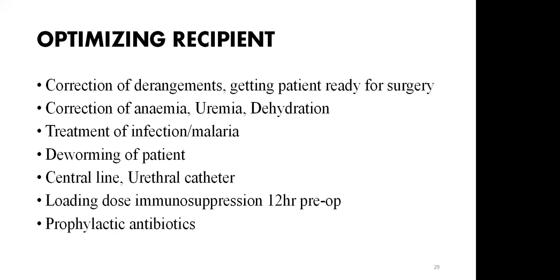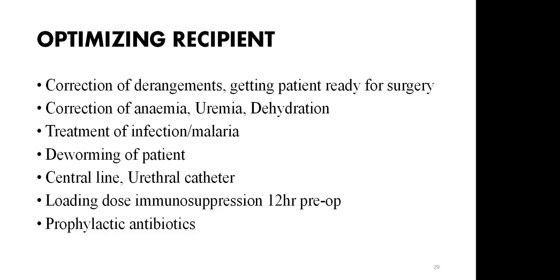So optimizing the patient, just as we do for every other surgical patient, it is paramount that certain derangements be corrected if they are present, such as anemia, dehydration, uremia, then treatment of infection if it's present, because by the time the patient undergoes surgery, the stress of surgery and that of immunosuppression may cause an overwhelming infection. So all infections must be treated. Deworming of the patient, central line and urethral catheterization are very important, especially for those going for renal transplants.